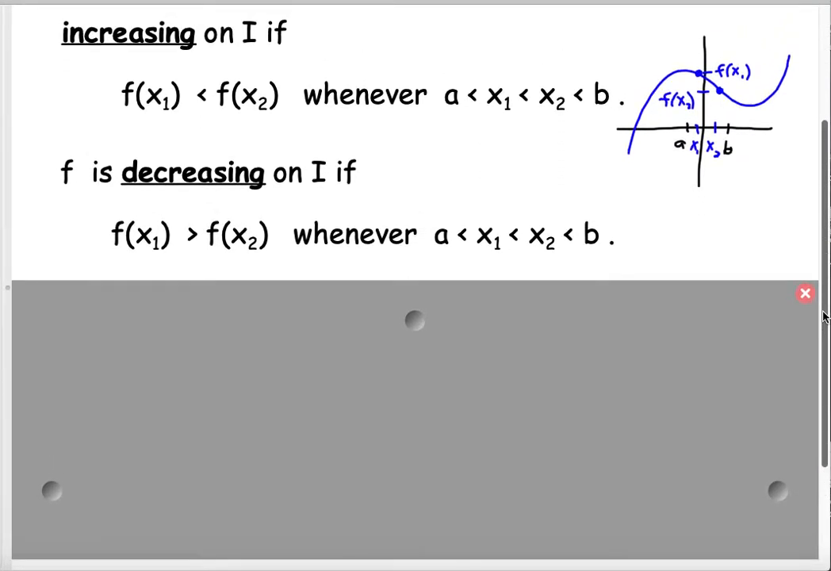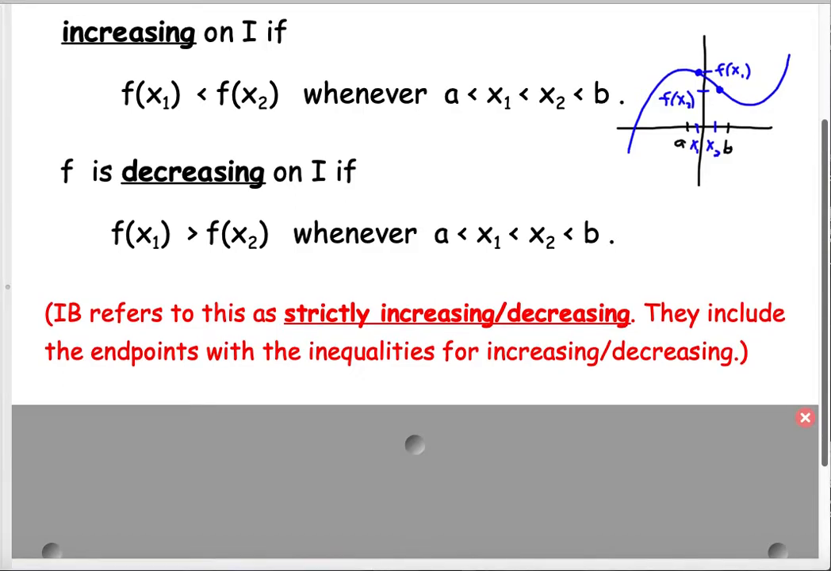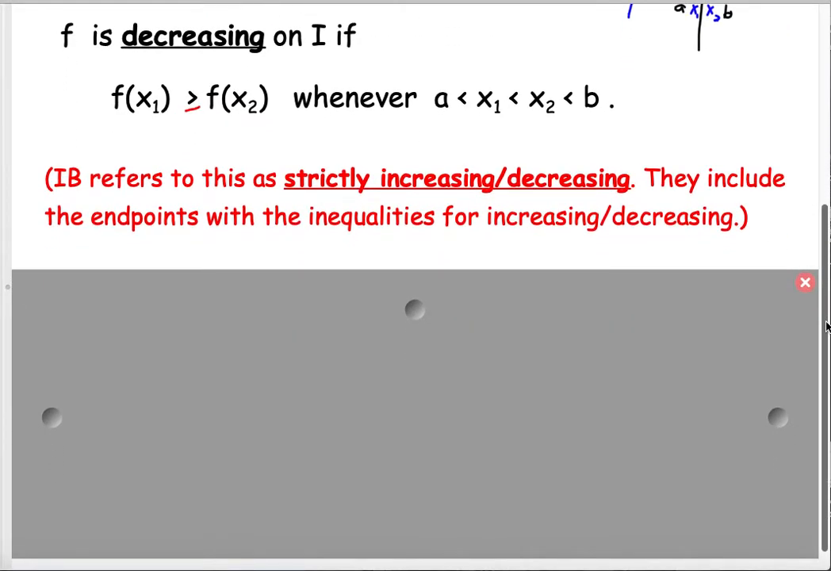So what you don't want to do is memorize all these facts as we start to get into first derivatives and second derivatives. You want to understand what they're saying and get a visual picture for it to help you remember it. Now, IB would refer to this as strictly increasing or decreasing. They include the endpoints when they're talking about increasing and decreasing. So they would say it's increasing on I if f of x sub 1 is less than or equal to f of x sub 2. And if it's decreasing on the interval, then f of x sub 1 is greater than or equal to f of x sub 2. So it's a little more subtle to talk about what's happening at those endpoints as well.